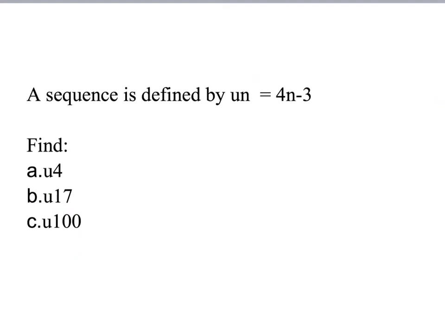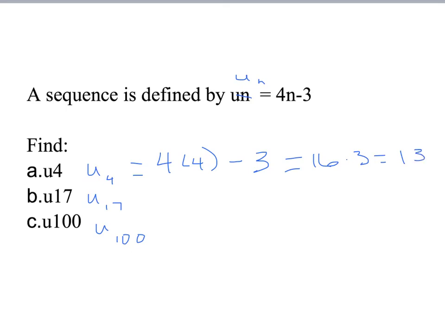Okay. So this notation did not transfer well here. So it's u sub n equals 4n minus 3. We want to find u sub 4, u sub 17, and u sub 100. So really all we're doing here is figuring out the fourth term, 17th term, and the 100th term. So for the fourth term, we're going to do 4 times 4 minus 3. So 16 minus 3 is 13.